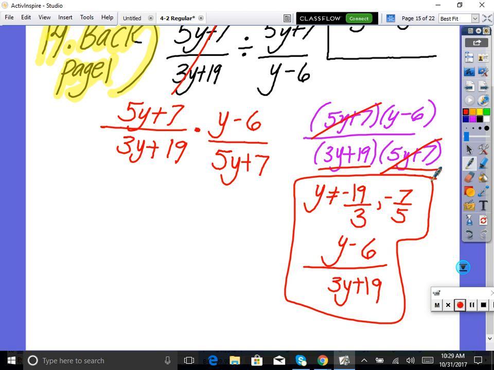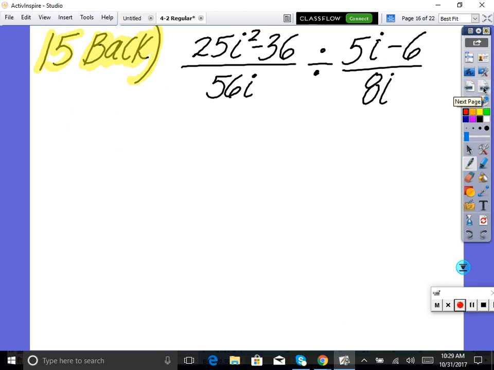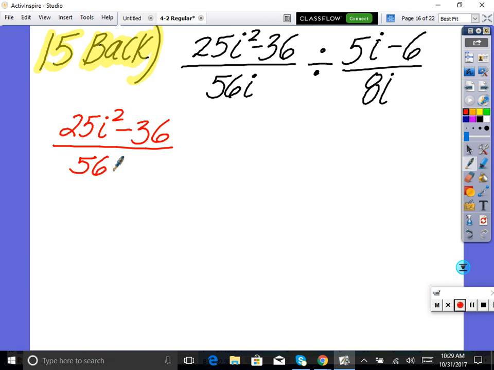Let's do another one. The same thing we just learned. Moving on. Dividing fractions is easy as pie. Flip the second fraction and multiply. Here we go. So we have 25i squared. Now i is just a variable here, not imaginary squared, over 56i. They're just using it like they were using an x. And then we flip the second, so 8i goes on top, and now we're multiplying. And then 5i minus 6 goes on bottom.